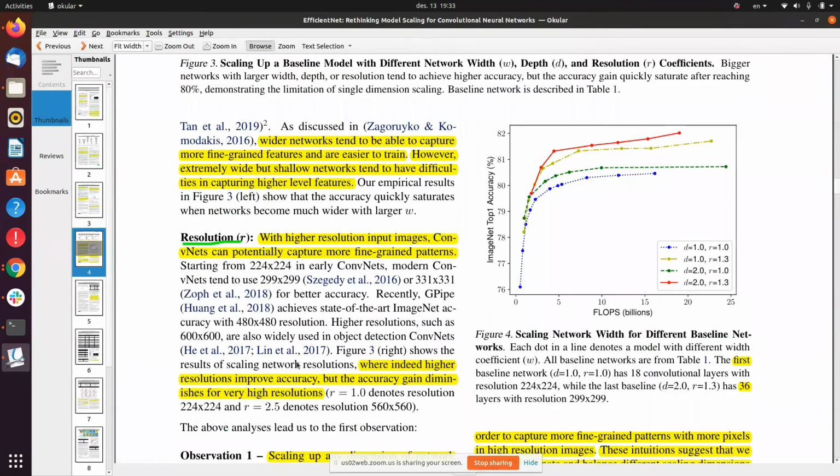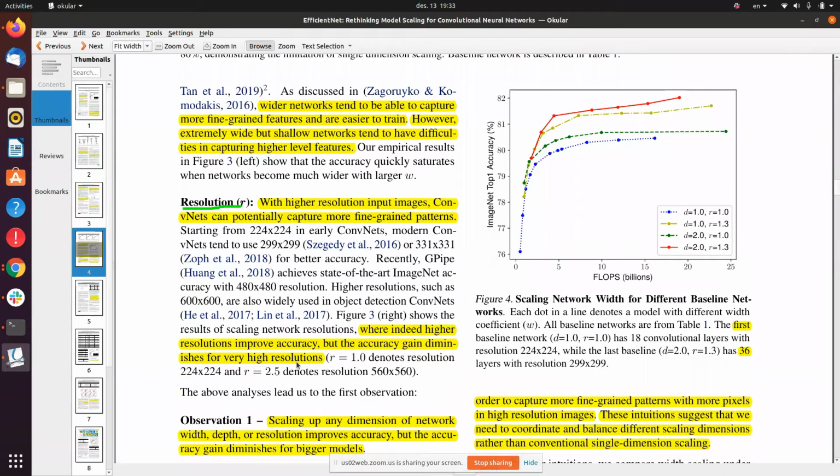The third part is resolution. They have done some experimentation. As I mentioned earlier, we started somewhere around 224 by 224.